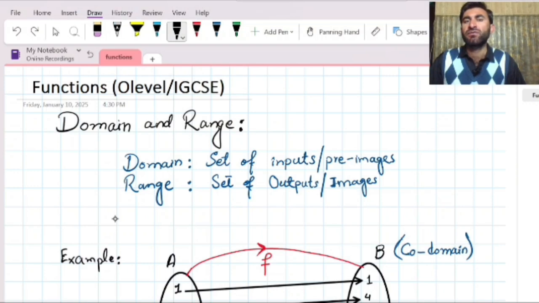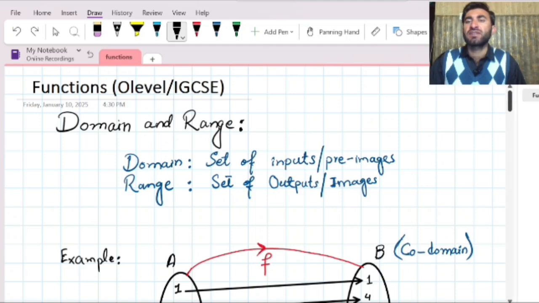Hello and welcome back. In this video, we are going to learn about domain and range of functions. The domain of a function is the set of inputs, or the set of pre-images, while the range is the set of outputs, or the set of images, in a function.